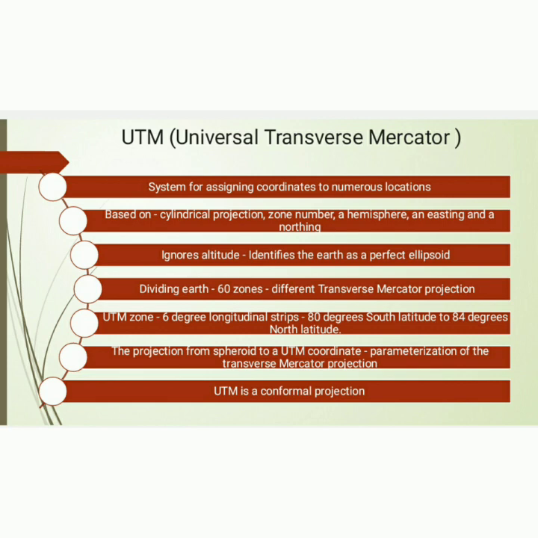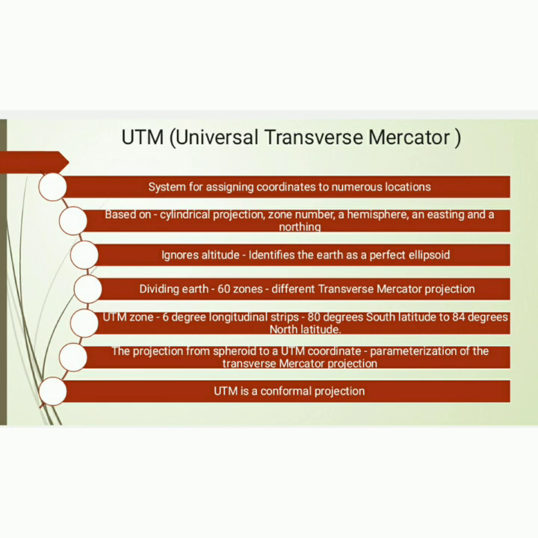The Universal Transverse Mercator, known as UTM, is a system for assigning coordinates to numerous locations on the surface of the Earth. UTM is also based on cylindrical projection, with emphasis on zone number, hemisphere, and easting and northing. Eastings are referenced from the central meridian of the zone, and northings are from the equator, both in meters. UTM ignores altitude, and it treats the Earth as a perfect ellipsoid and is represented in horizontal positions, which is identical to the traditional method of latitude and longitude.